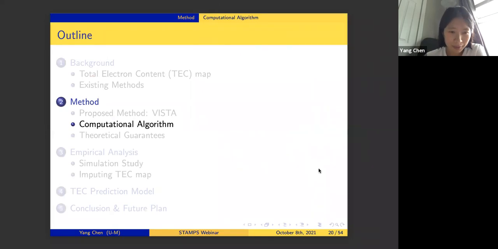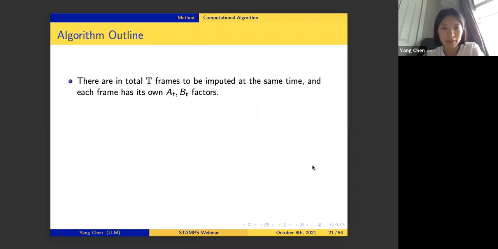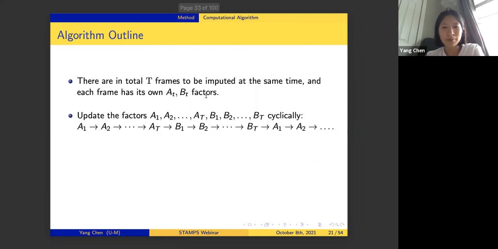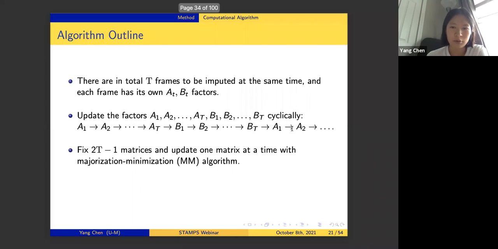So how do we implement this? It's actually not too bad. So in total, we have kept the number T of frames to be imputed at the same time. It's a video of TEC maps, and each frame has its own A_t and B_t factors. As soon as we get those factors, we have the imputed map. And what we want to do is to just update the factors cyclically in a way that we update A1 and A2, keeping all others fixed, and then do it round and round and round.